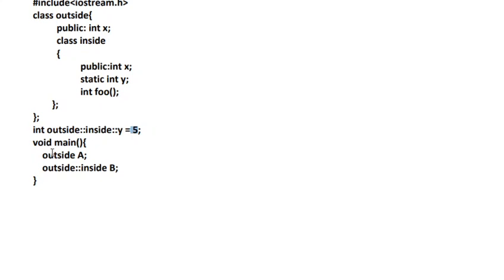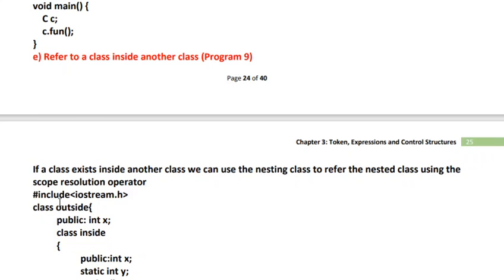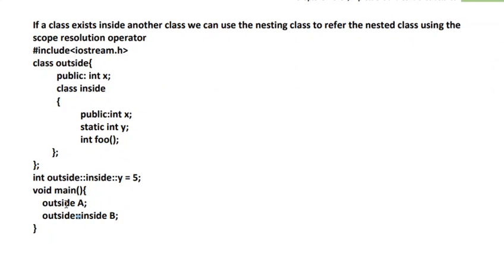Now in the main function, I have declared an object a of type outside, and an object b of type inside, which is inside the outside class. So here I've used the scope resolution operator. This is the fifth purpose for which we can use the scope resolution operator.